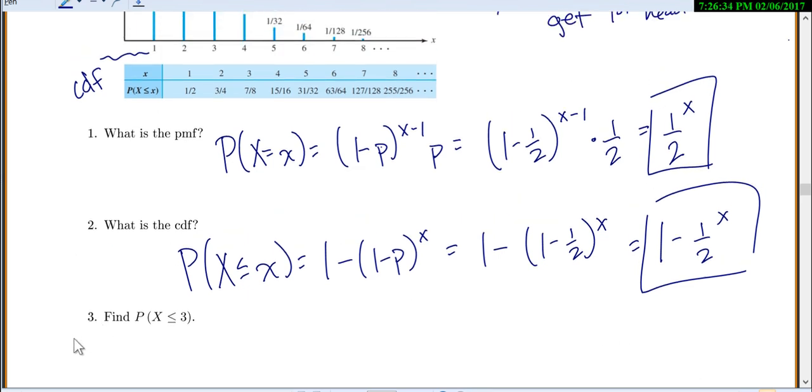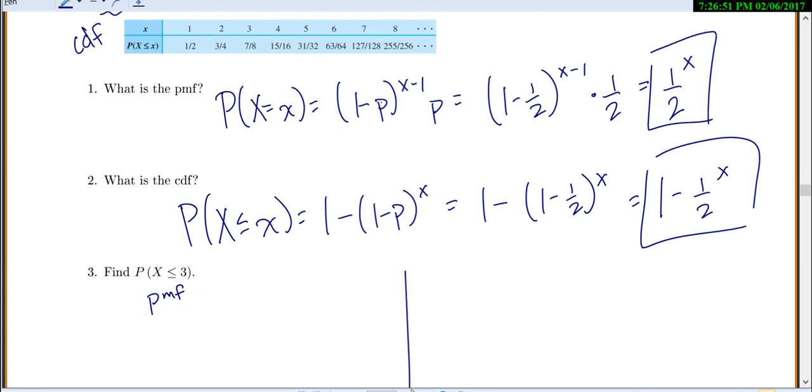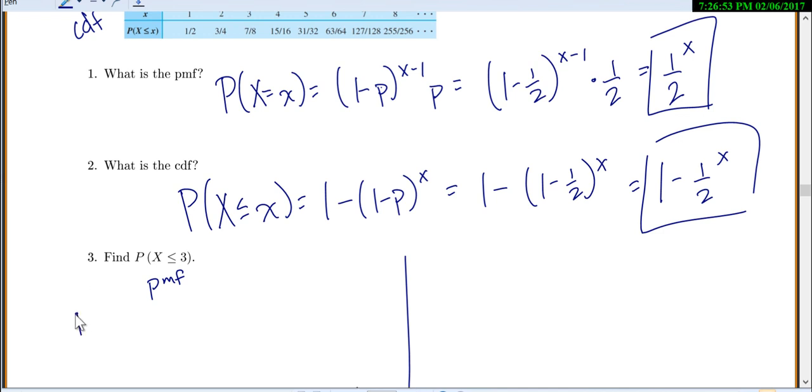So now, number 3, let's find the probability that x is less than or equal to 3. There are different ways you could do this. You could use the PMF or the CDF. Let's do both just as kind of that little refresher of how you could do it both ways. So probability that x is less than or equal to 3, if you want to use the PMF, is you'd have to say what's the probability that x equals 1 plus the probability that x equals 2 plus the probability that x equals 3.